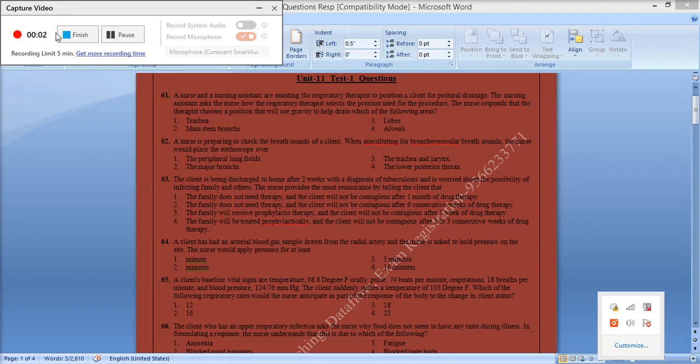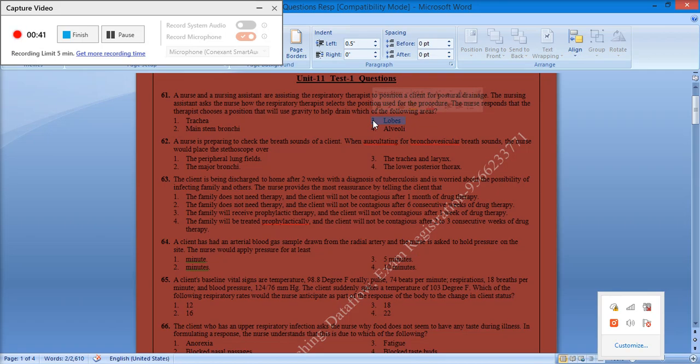Unit 11 test questions. 61. A nurse and nursing assistant are assisting the respiratory therapist to position a client for postural drainage. The nursing assistant asks the nurse how the respiratory therapist selects the position used for the procedure. The nurse responds that the therapist chooses a position that will use gravity to help drain which of the following areas? 1. Trachea. 2. Main stem bronchi. 3. Lobes. 4. Alveoli. The correct answer is 3. Lobes.